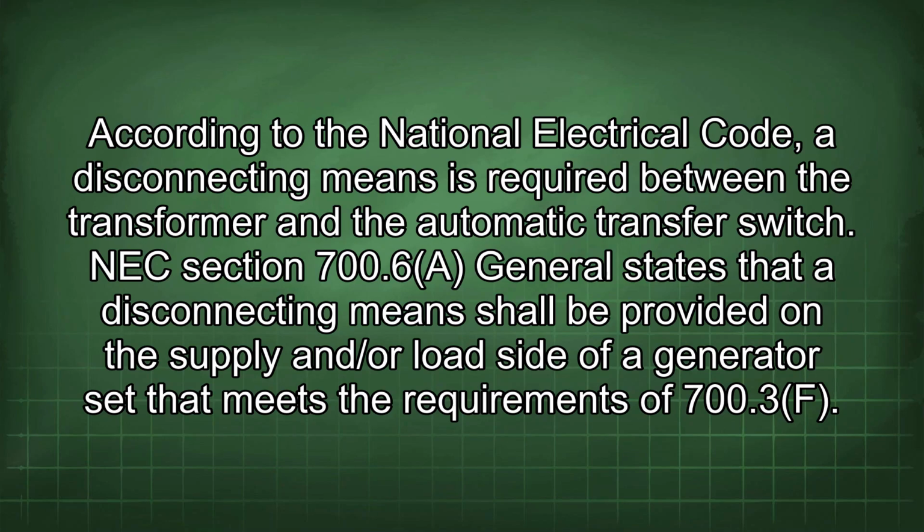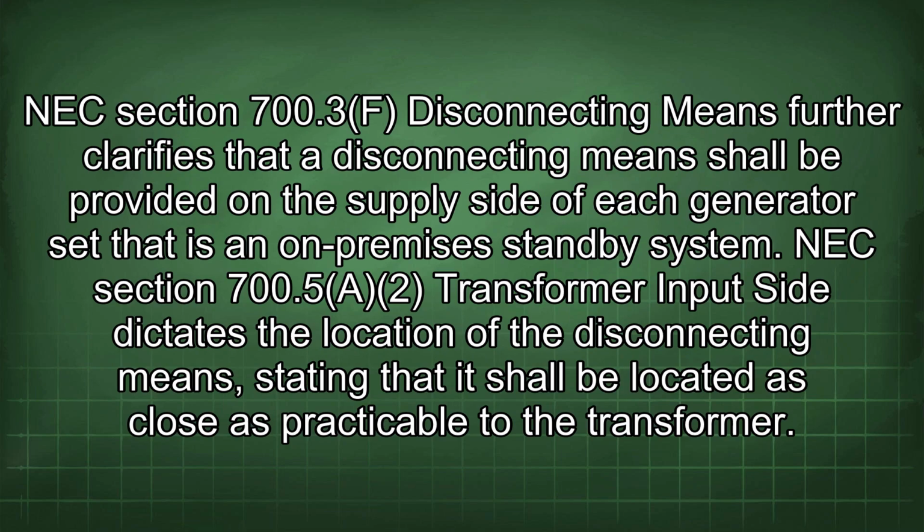According to the National Electrical Code, a disconnecting means is required between the transformer and the automatic transfer switch. NEC Section 700.6 generally states that a disconnecting means shall be provided on the supply and/or load side of a generator set that meets the requirements of 700.3(F). NEC Section 700.3(F), disconnecting means, further clarifies that a disconnecting means shall be provided on the supply side of each generator set that is an on-premises standby system.